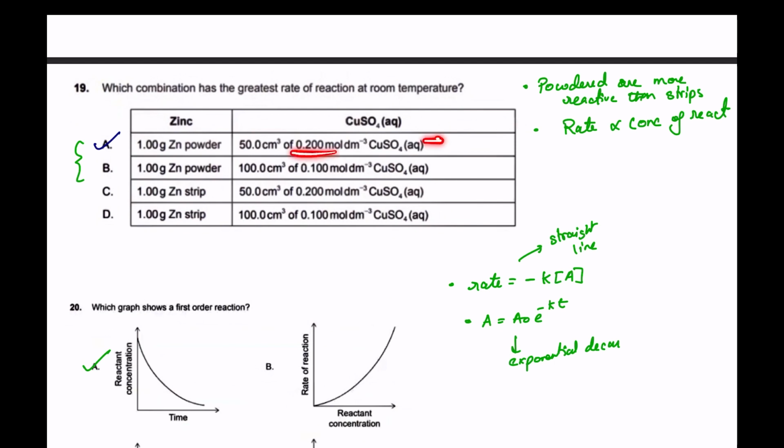In A and B, this is more concentrated, and this is less concentrated. Now, rate of reaction depends upon the concentration of the reactants. So if your reactant is more concentrated, the rate would be more. So of course, option A is the correct answer, because zinc is powdered and CuSO4 is in a more concentrated state.